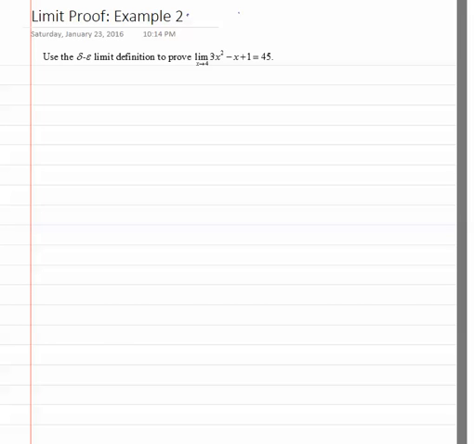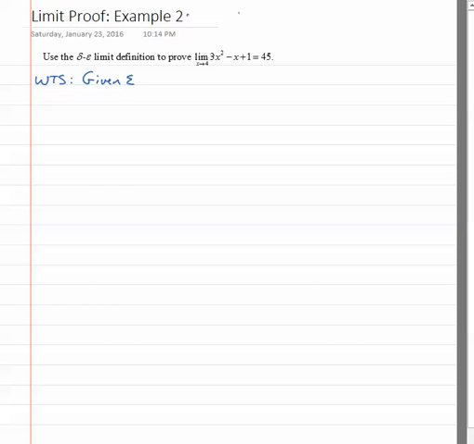In this video, we're going to work through a limit proof for a quadratic function. The limit is: the limit as x approaches 4 of 3x squared minus x plus 1 equals 45. Again, just as a reminder, here's what we're showing.